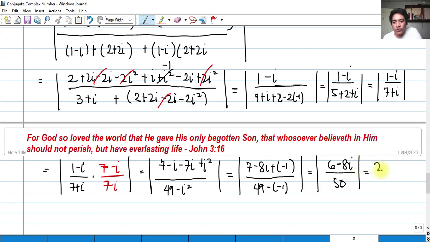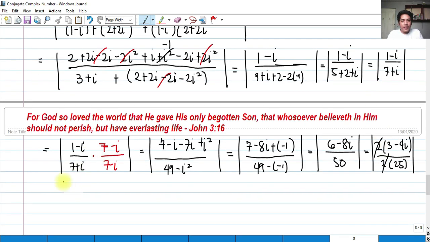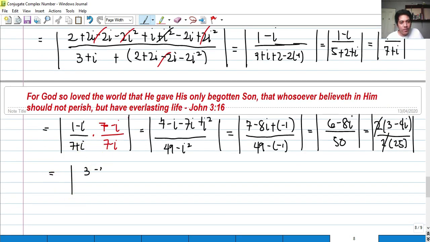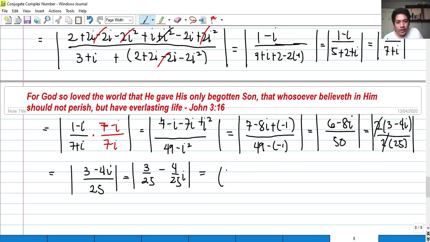Then we can factor out 2: 3 minus 4i all over 2 times 25. We can see that the 2's would cancel. And then finally, we have the modulus of 3 minus 4i all over 25. So we now have the modulus of 3 over 25 minus 4 over 25 i. If we get the modulus of that, we have 3 over 25 squared plus negative 4 over 25 squared, taking the square root of that.